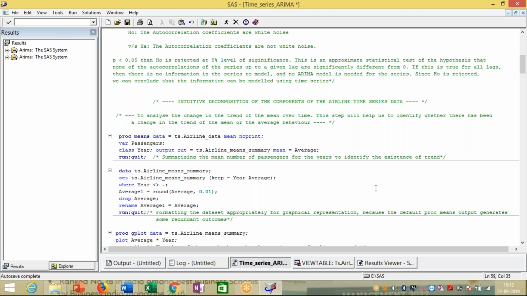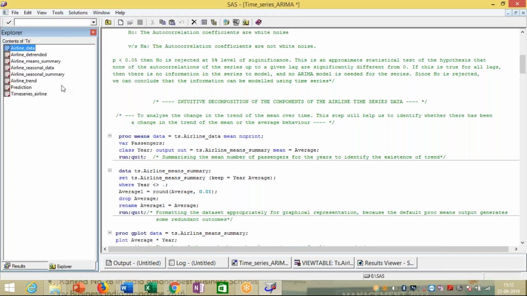So I have the variable passengers, and I have the class year. On a year-on-year basis, I'm just trying to understand how the mean is varying. So I'm doing a simple proc means over here and putting that result out in airline mean summary. So I have the data run over here.